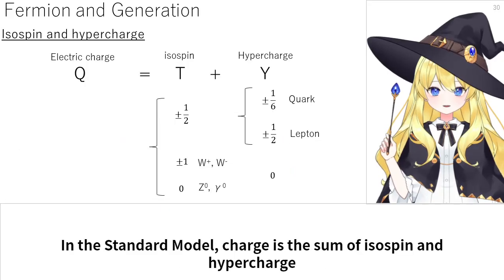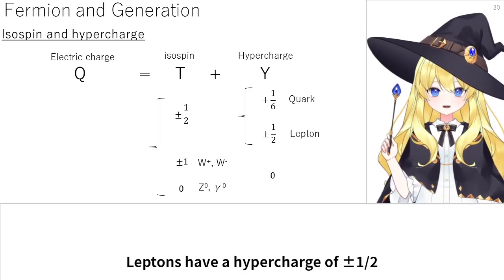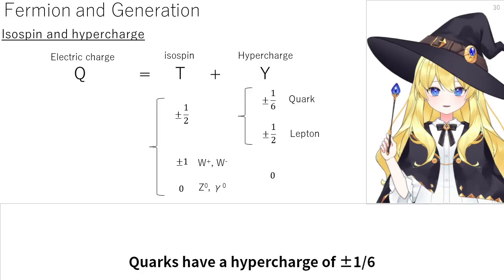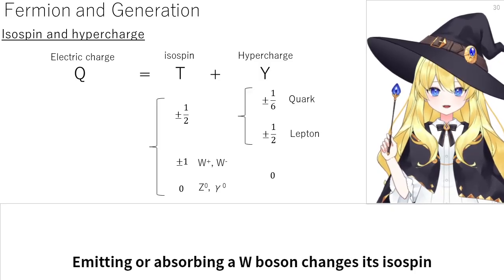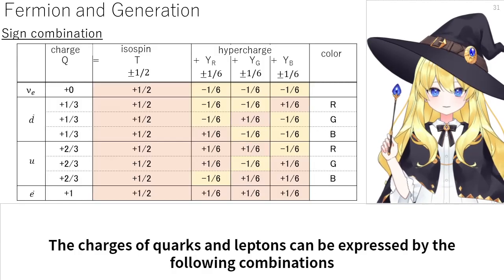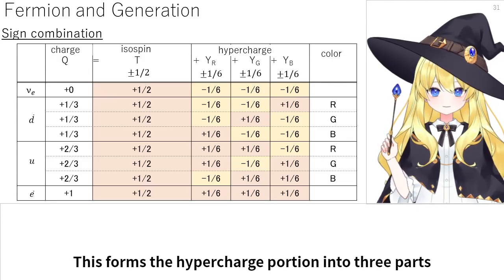In the standard model, charge is the sum of isospin and hypercharge. Both quarks and leptons have an isospin of 1/2. Leptons have a hypercharge of 1/2. Quarks have a hypercharge of 1/6. The W boson has an isospin of 1. Emitting or absorbing a W boson changes its isospin. The charges of quarks and leptons can be expressed by the following combinations. It is the sum of 1/12 and 3/16. This forms the hypercharge portion into 3 parts.